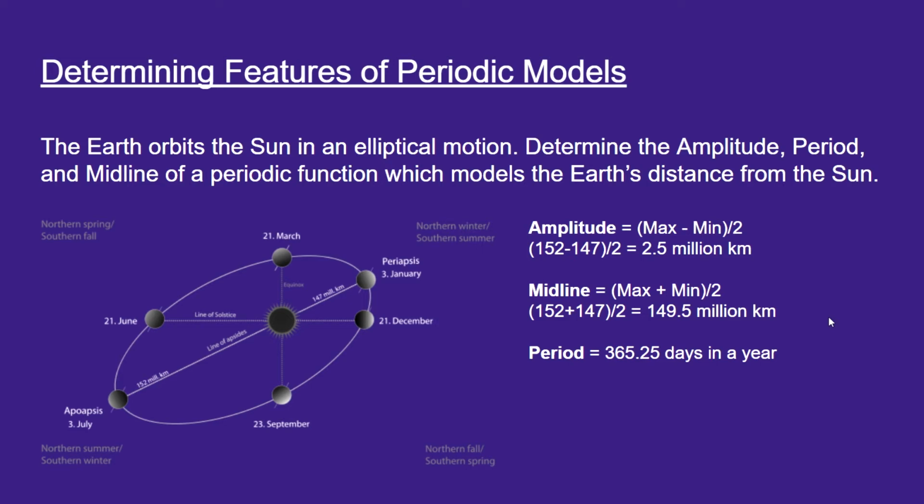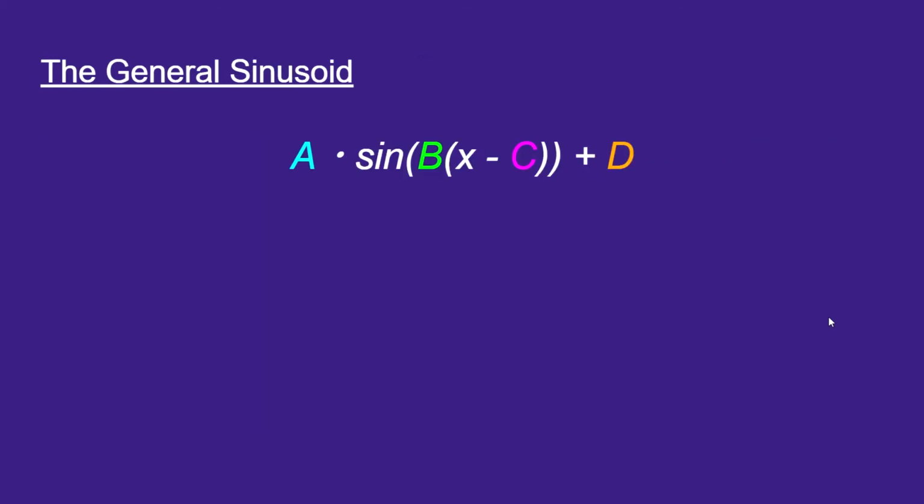So we've calculated amplitude, midline, and period. Next, we are going to be introducing what we call the general sinusoidal function. The general sinusoid looks like this: a times sine, and then within the sine is b times x minus c, and then outside is plus d. We're going to break down what this all means. First, notice that our base function is sine. All of these letters, a, b, c, and d, are just constants, numbers that could be in it.